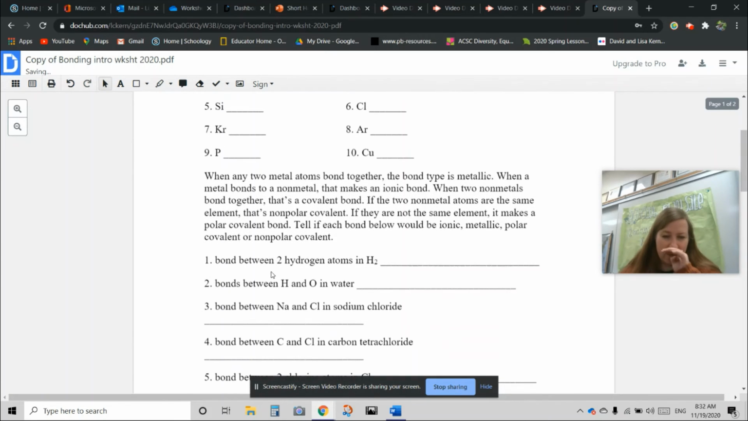So you're going to answer those questions, and then you're going to come down here to the part about bonding. And the instructions here tell you again, which you already know, that any 2 metal atoms bonding together make a metallic bond. When a metal bonds to a nonmetal, that makes an ionic bond. And when 2 nonmetals bond, that's a covalent bond. But there are 2 types of covalent bonds. If they are not the same element, it's a polar covalent bond. If they are the same element, then it's a nonpolar covalent bond.